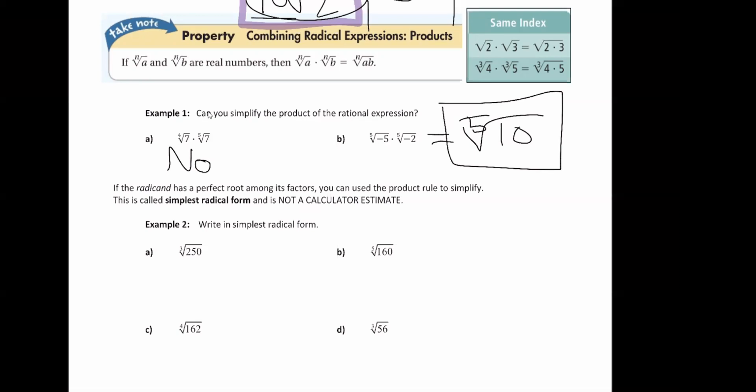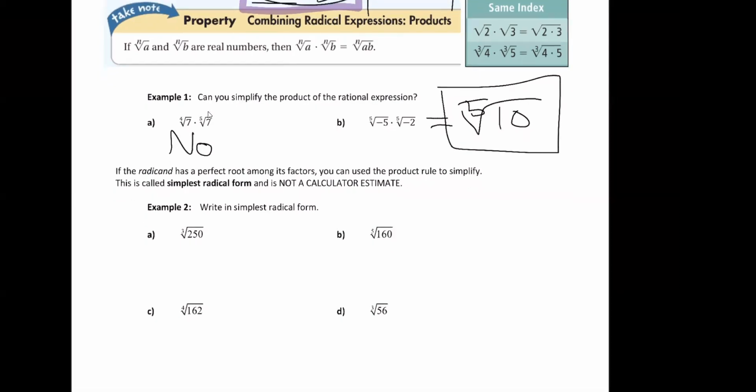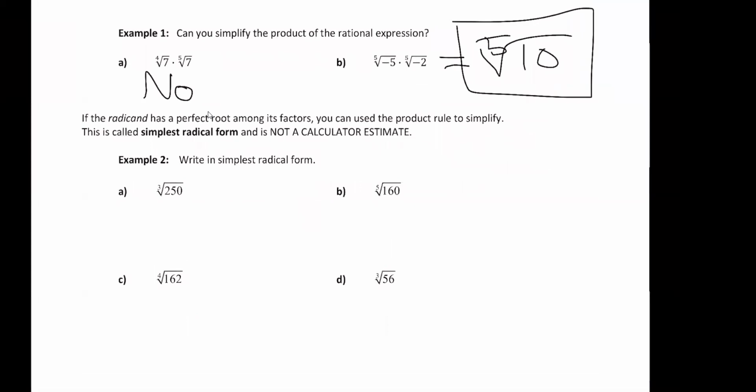For this next part, it says, if the radicand has a perfect root among its factors, you can use the product rule to simplify. This is called simplest radical form, not a calculated estimate. The idea is they want you to try and pull out a perfect number. But if you are struggling, you can always just do a factor tree and then circle your groups of whatever you might need.